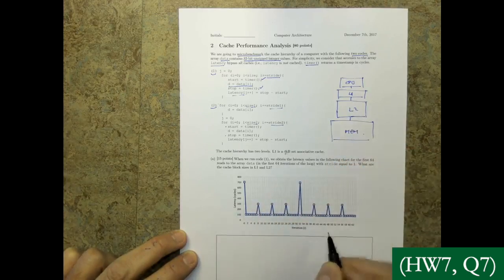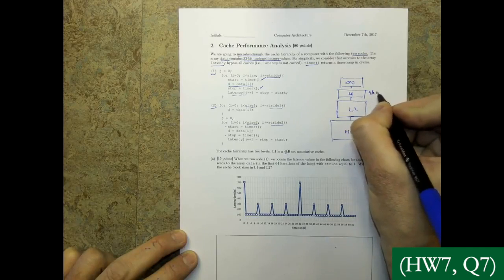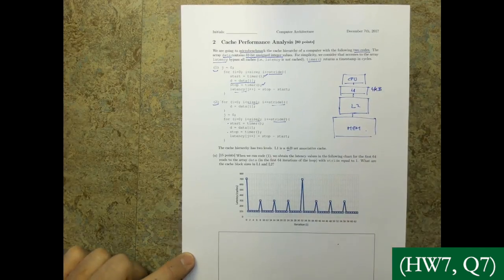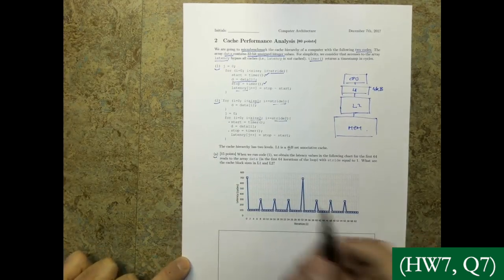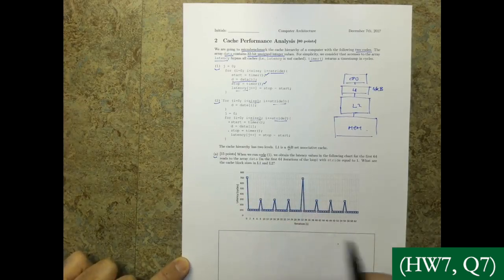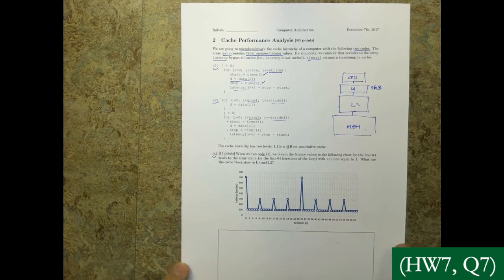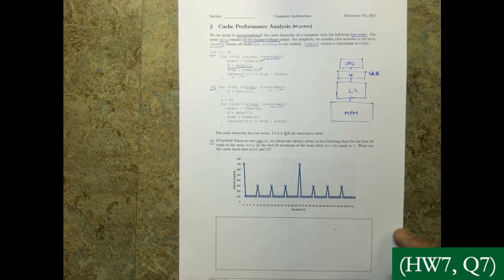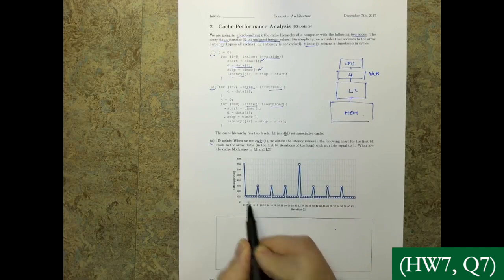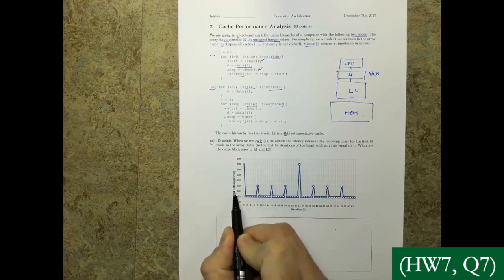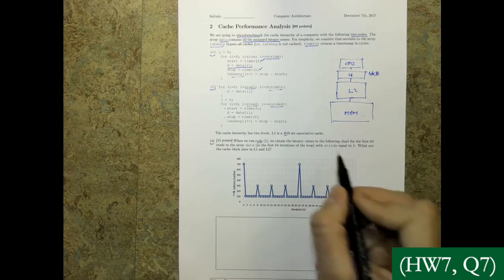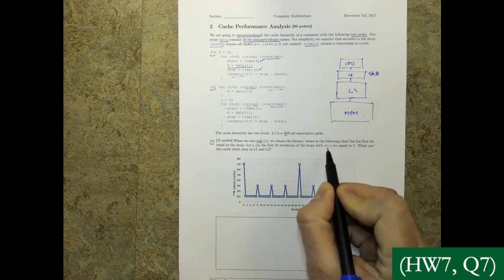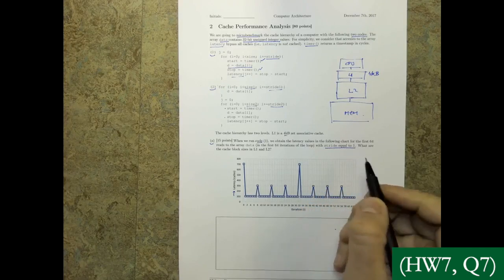And we also know that the size of this L1 is 4 kilobytes. Part A says that we run code one and we obtain this chart that you can see on the screen. In this chart, what we can read is the latency of every memory access for 64 memory accesses. Keep in mind that the stride in these memory accesses is one. So stride is equal to one.